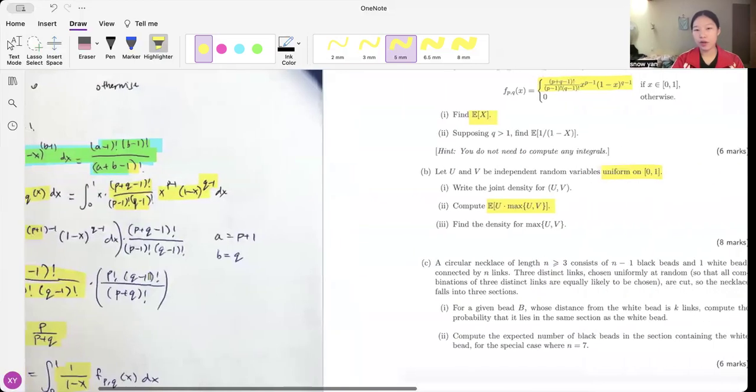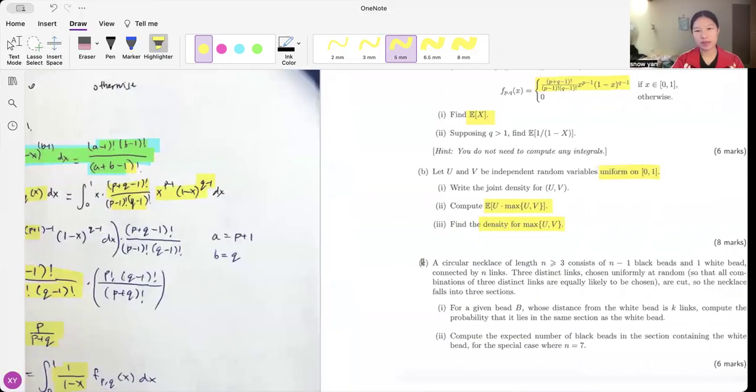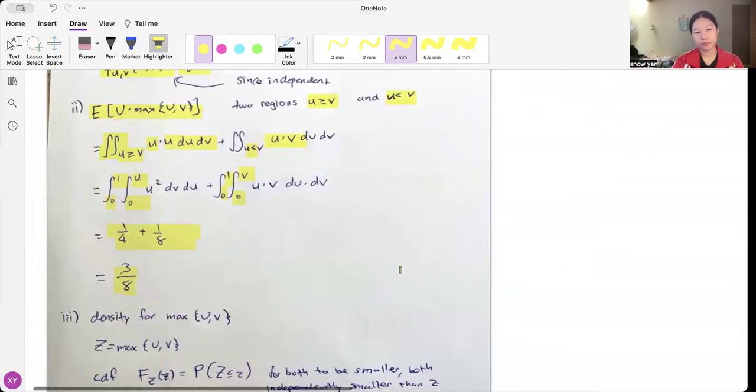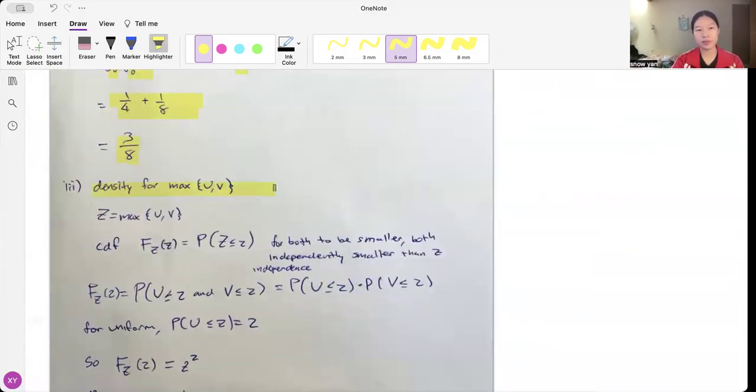Part three, we're asked for the density of max of u, v. Okay, so we're trying to find the density. We don't have that much information, so the only strategy is to find the CDF and then take the derivative of that to find the PDF. I'd say this approach is pretty common, because you can't just determine the density directly; that's way too hard. So you go with the CDF, which is easier, and then go backwards to the PDF.